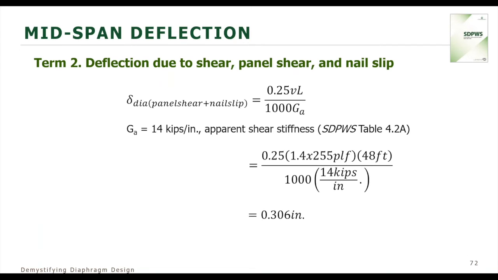Then we get into that middle term, which takes into account panel shear and nail slip. This is the equation here, 0.25 times VL over 1,000 over the apparent shear stiffness. The apparent shear stiffness is easily provided from the table that we had at the beginning of the example. Plugging that all into the equation makes it very easy. Again, we're using 1.4 times 55 pounds per linear foot. We see that the panel shear and nail slip is 0.306 inches added to the deflection of our diaphragm.